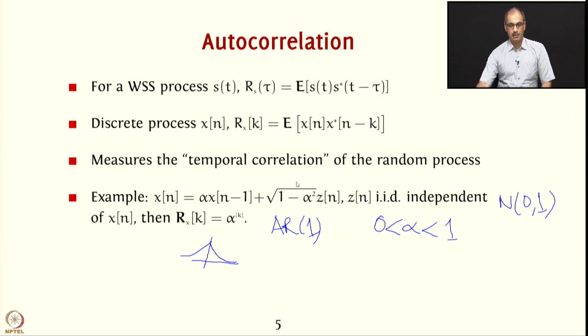But as alpha is a number between 0 and 1, as k becomes larger, let's say 10, 12, 13, the correlation goes to a very small value. In fact, the higher the value of alpha, the more Xn and Xn minus 1 are correlated. But if you choose alpha to be a number much closer to 0, like 0.01, then Xn is also close to an IID process. It is not specifically an IID process because of the correlation. In the limit where alpha is 0, then Xn is same as Zn, it will be an IID process. Therefore, Rx of k gives you an idea of the correlation properties of Xn.